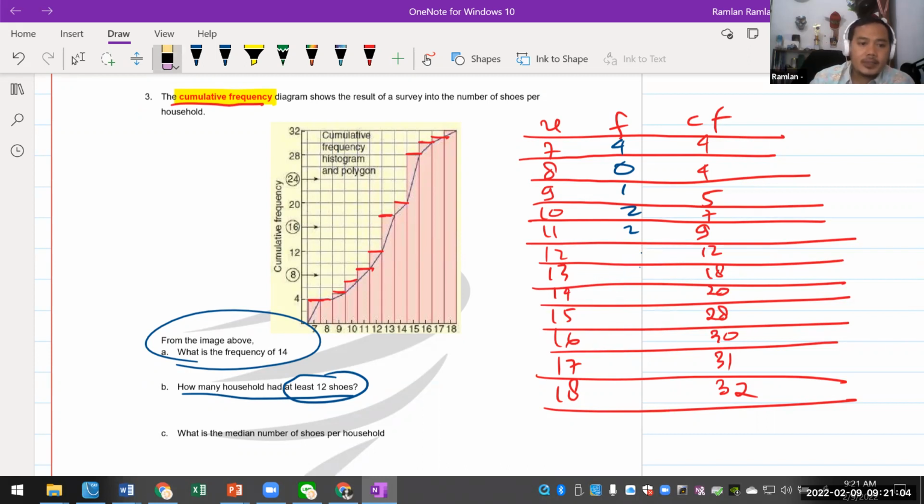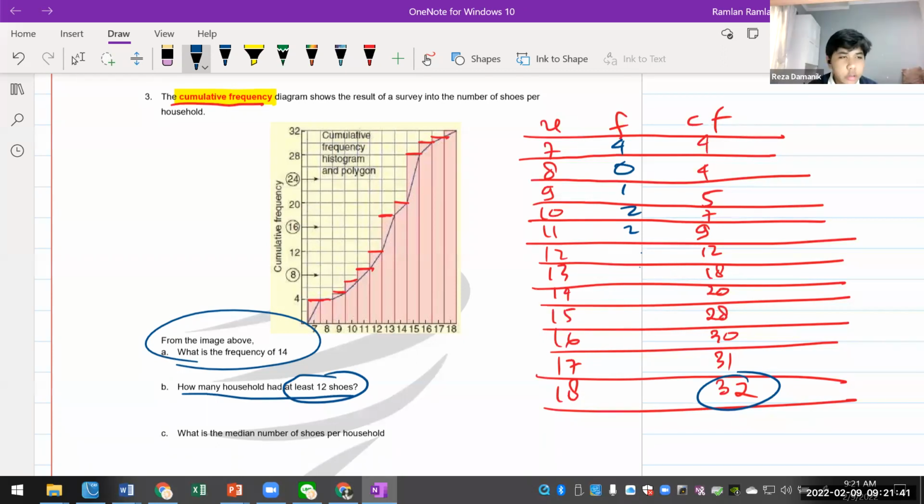Okay, so the next one is what is the median number of shares per household? Again, this guy over here is actually representing how many data that we have in this graph, right? That is the final number of the cumulative frequency, right? So which means that if I have an even number of data, which is 32 in here, where is the data in which the median lies? Tadi Reza belum jawab. Reza, ini di data keberapa mediannya? Data ke 16 dan 17. Yes, okay, very good, Reza.